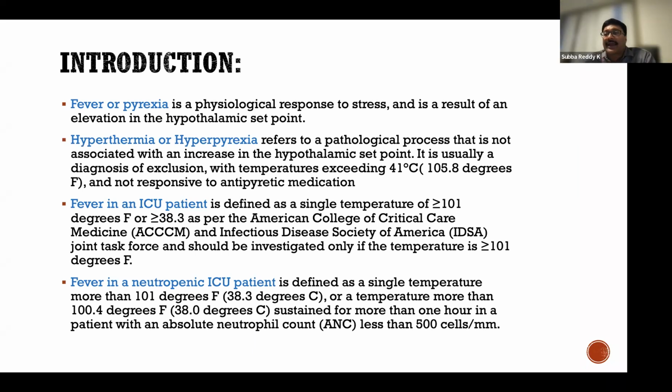You can categorize it like this: if the fever is between 101 and 101.8, that is 38.3 to 38.8 degrees, then it may be infectious or non-infectious. Infectious causes in the ICU we are going to discuss, and non-infectious causes are also a possibility. But if the fever is between 102 and 106, that is 38.9 to 41 degrees, then most of the time the cause is infectious. And if it is more than 41 degrees centigrade or more than 106 degrees Fahrenheit, then it may be hyperthermia or hyperpyrexia.